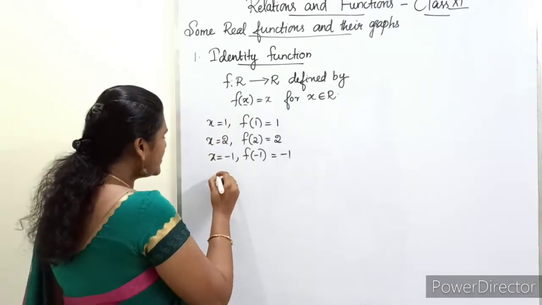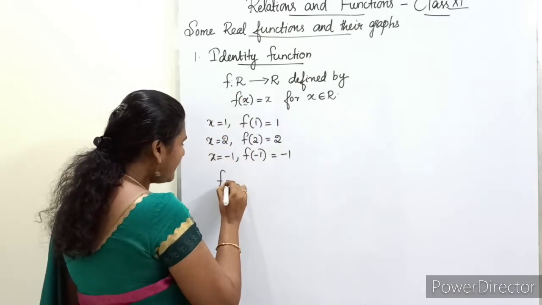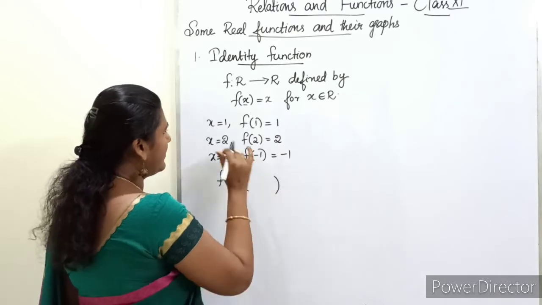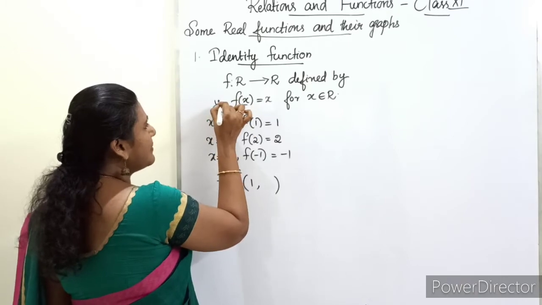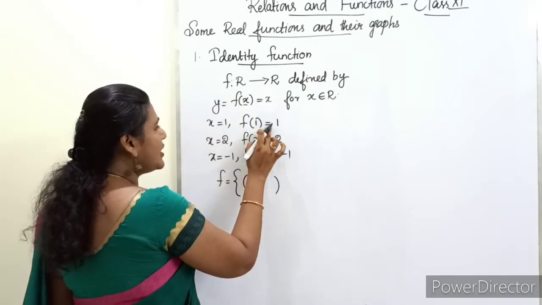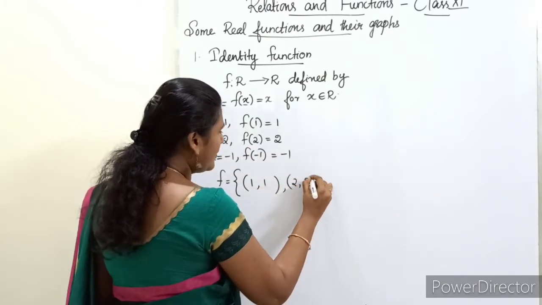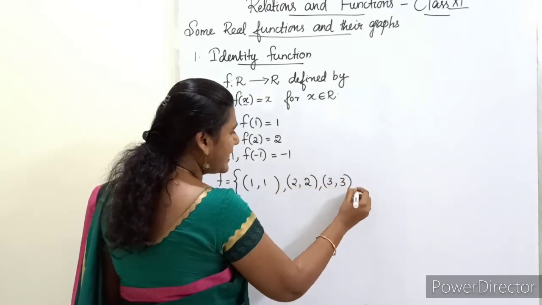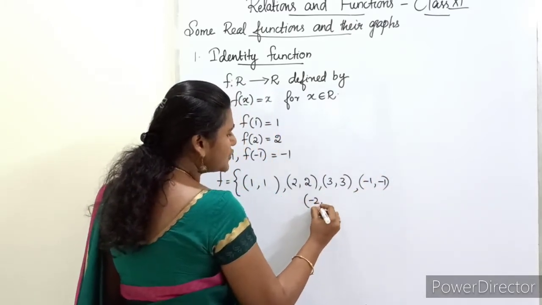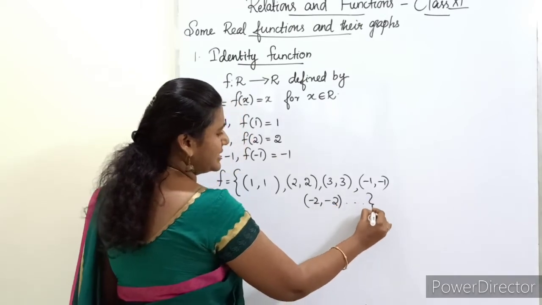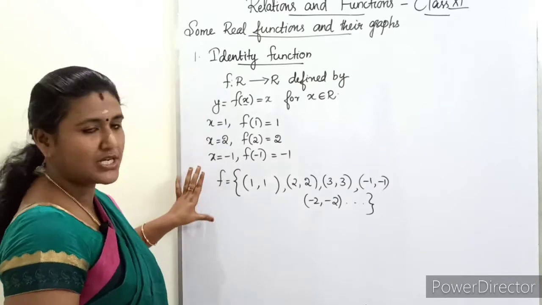Now we are going to find a few elements of the function f. So f is equal to the set of all ordered pairs. Actually, this f of x is nothing but y only. So when you express it in ordered pairs, 1 comma 1, 2 comma 2, 3 comma 3, and if you take negative numbers, you will get minus 1, minus 1, minus 2, minus 2, etc. These are the elements of this identity function.